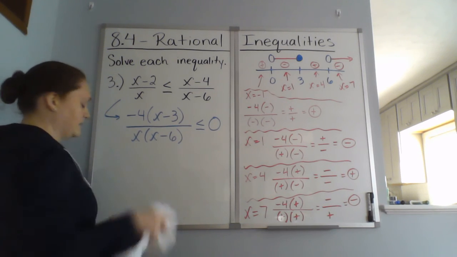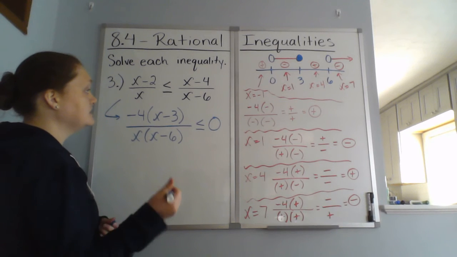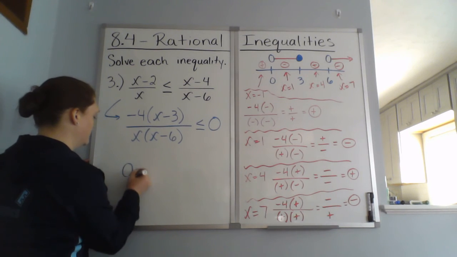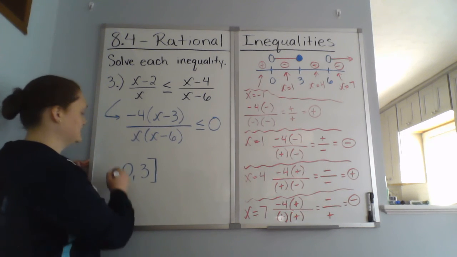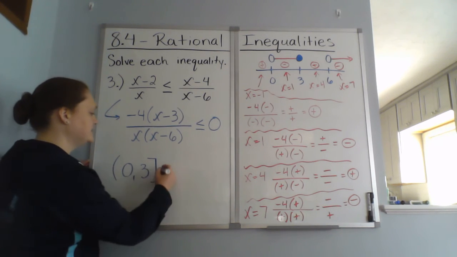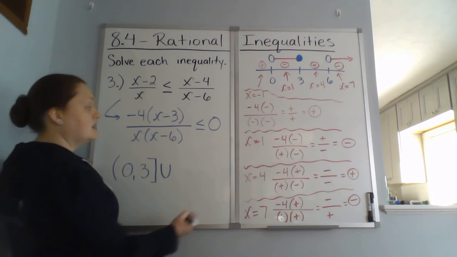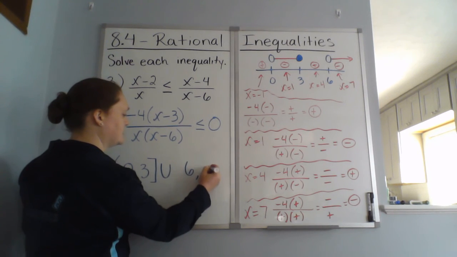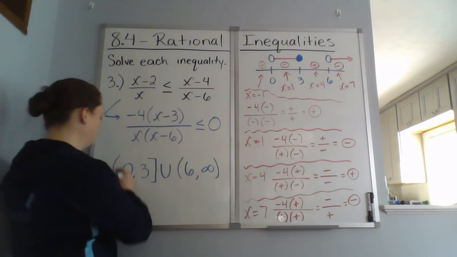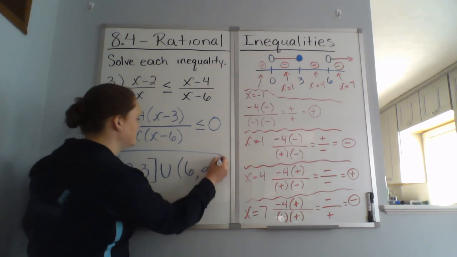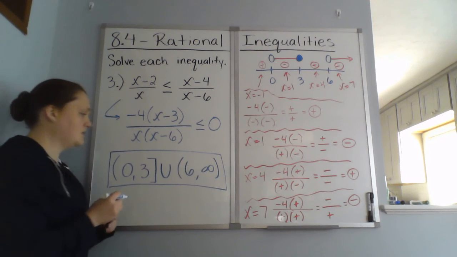Alrighty. So our first interval starts at 0, goes until 3, includes 3, so that's a bracket, does not include 0, that's a parenthesis, union with, and then the next one starts at 6 and goes up to infinity. Neither one of those are included, so they're both parentheses. Here is our final solution to this inequality.